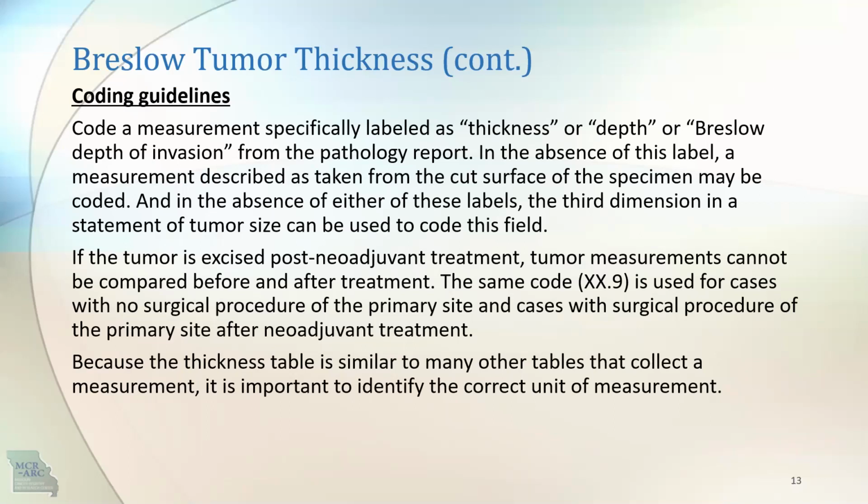If the tumor is excised post-neoadjuvant treatment, tumor measurements cannot be compared before and after treatment. The same code, XX.9, is used for cases with no surgical procedure of the primary site and cases with surgical procedure of the primary site after neoadjuvant treatment. Because the thickness table is similar to many other tables that collect a measurement, it is important to identify the correct unit of measurement.